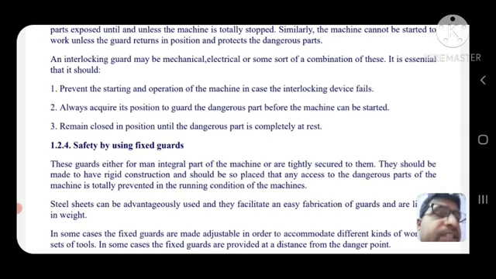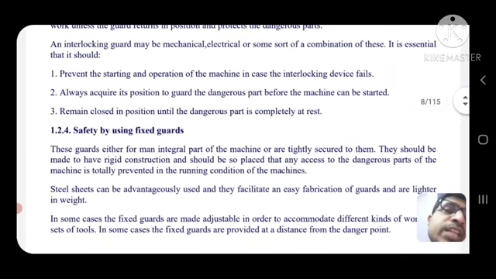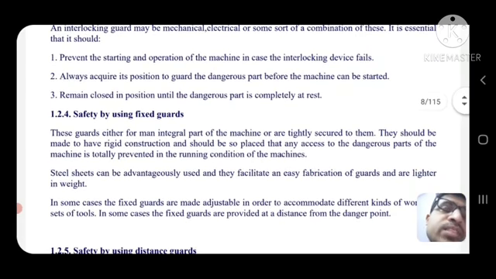It is essential that it should prevent the starting and operation of the machine in case the interlocking device fails. Always acquire its position to guard the dangerous parts before the machine can be started. Remain closed in position until the dangerous part is completely at rest.